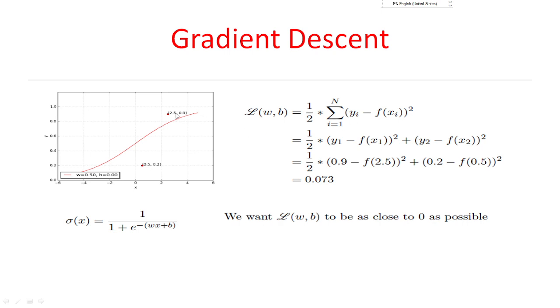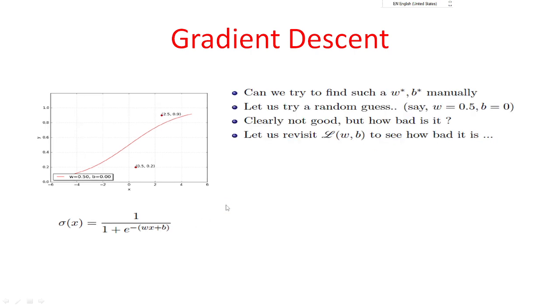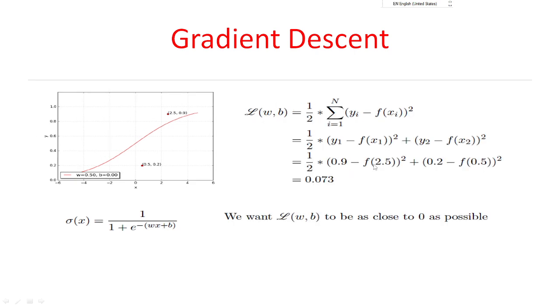yi, you know. What is yi? For this point it is 0.9 and for this point it is 0.2. How do you compute f of x1? Use the sigmoid function, the value of x, and the values of w and b. We have chosen w equal to 0.5 and b equal to 0. You compute f of 2.5 and f of 0.5. You substitute, you will get the loss function as 0.073.